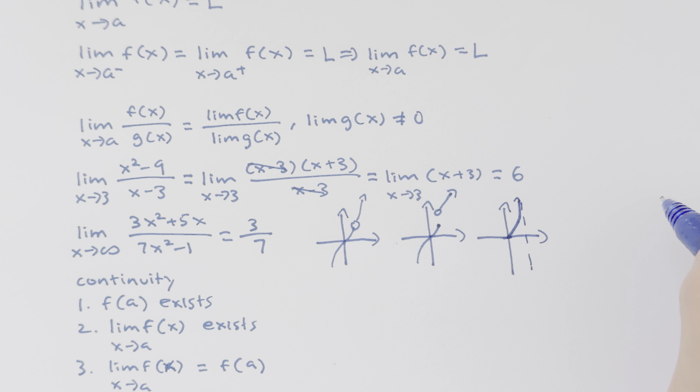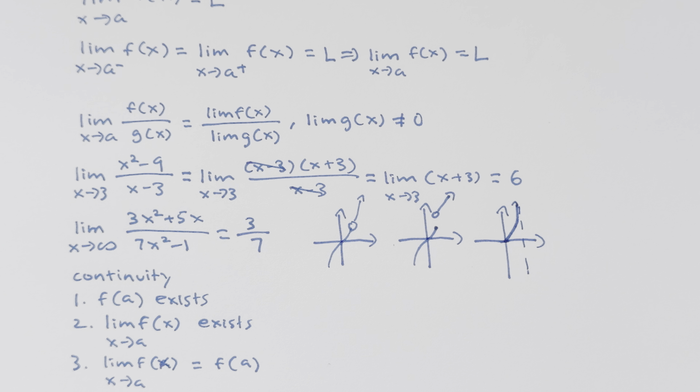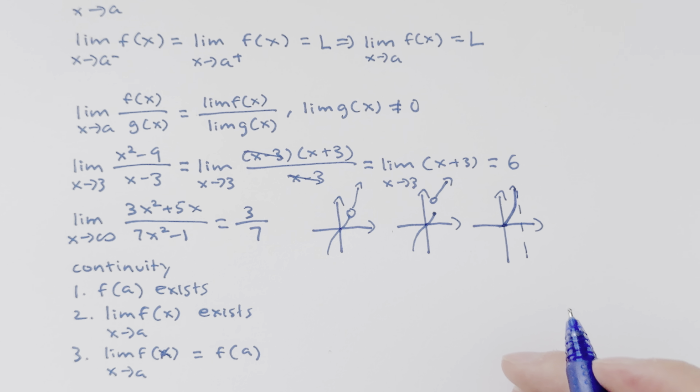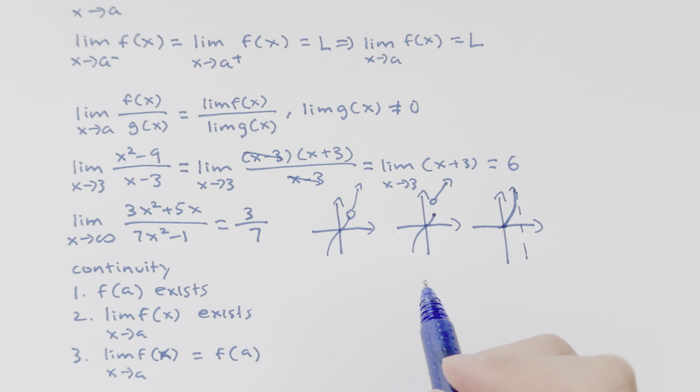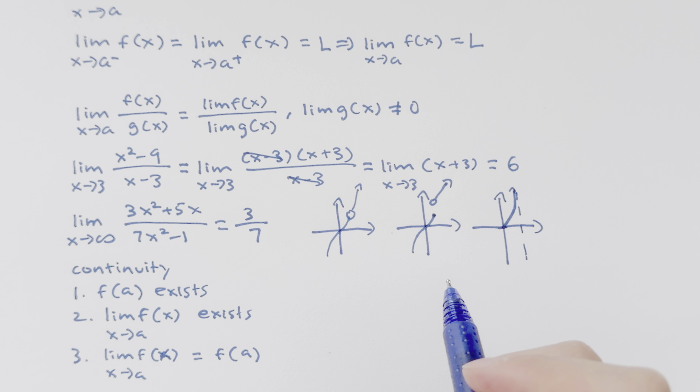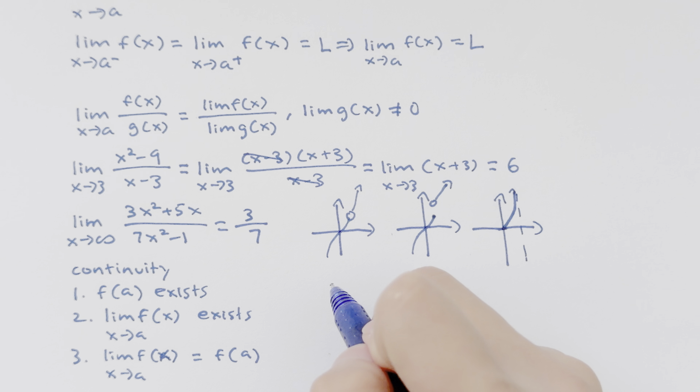And then the next section is called IVT, the intermediate value theorem. Now, IVT is crucial for the FRQ portion, because in many FRQs they'll ask you to justify why a solution exists. In this case, we want to cite IVT and state continuity.